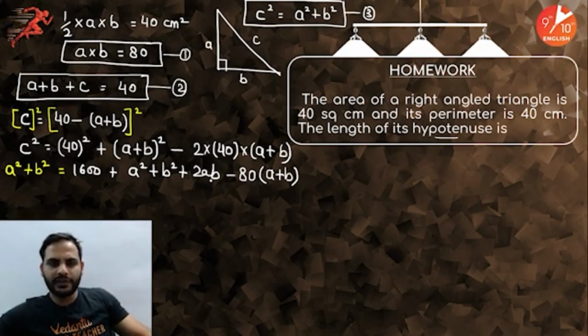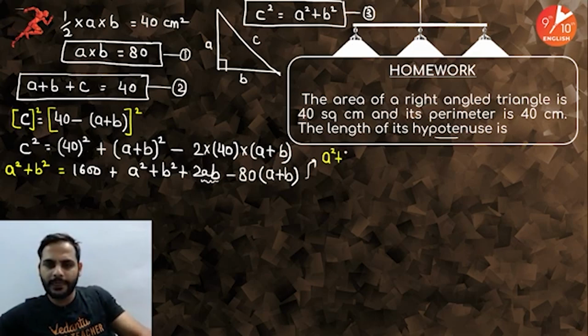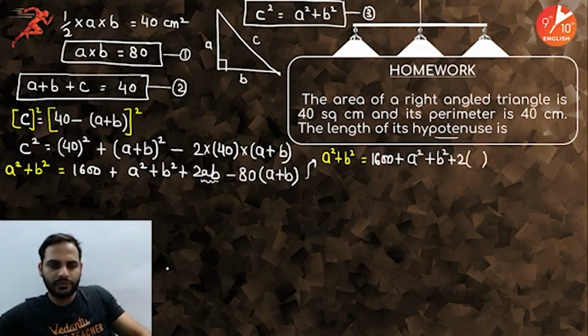Now one more thing we know, here A into B is 80. A into B is 80, so I'm writing it over here. So we have A square plus B square is equal to 1600 plus A square plus B square plus 2 into AB, which is 80, minus of 80 times of A plus B.